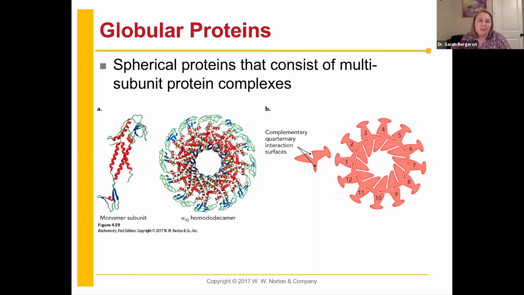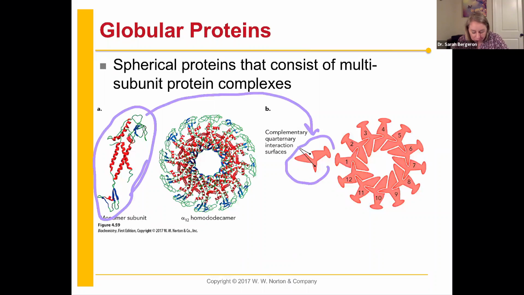The next kind of multi-subunit protein is a group of globular proteins. So globular proteins tend to be spherical, and they have repetitive multi-subunits inside of them, right? So this protein here is bacteriophage, and it's a DNA packaging motor, and it has 12 subunits. So this is like one subunit, which is equal to this one subunit, right? And so you can organize all of these subunits into basically a circle. They fit one inside the other.